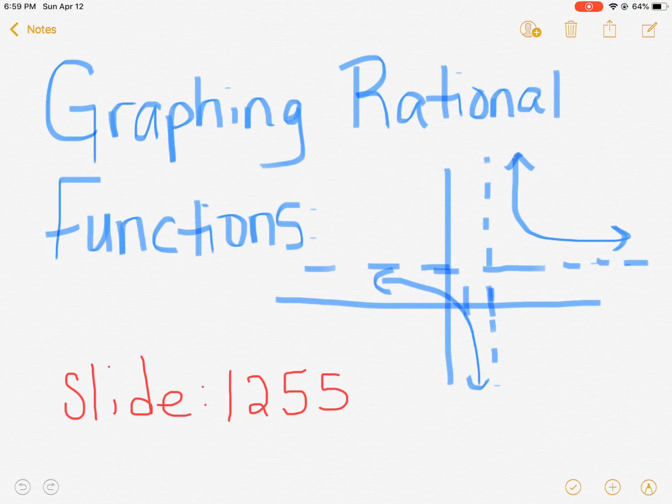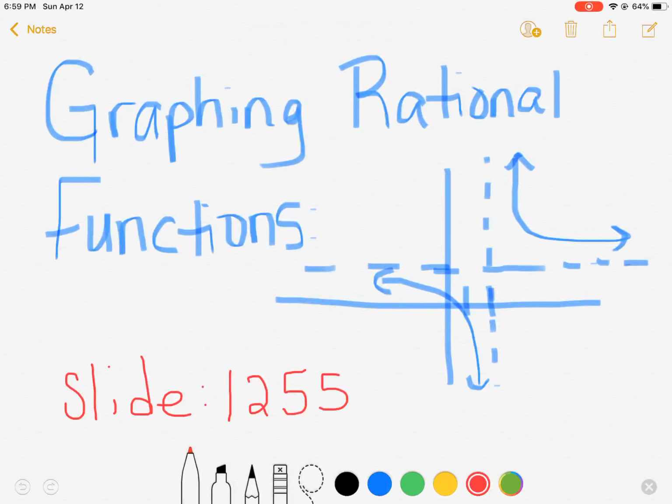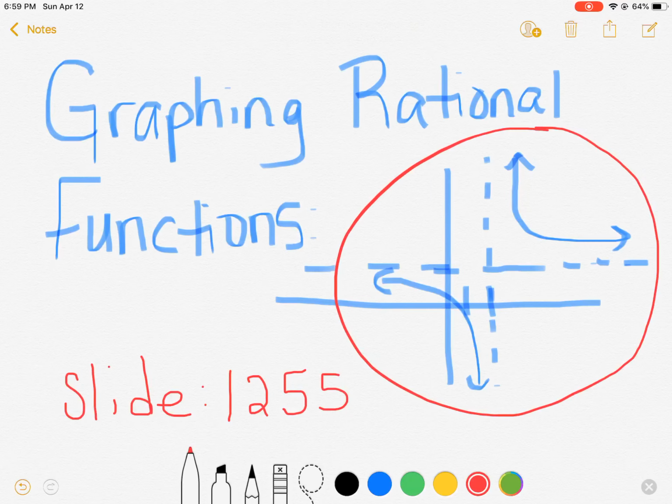Hey guys, today we're going to look at graphing rational functions, and this will be on slide 1255. When we graph rational functions, as you can see from this graph here, they mimic the graphs of reciprocal functions that we just got through going over. You'll still have a vertical asymptote and a horizontal asymptote.